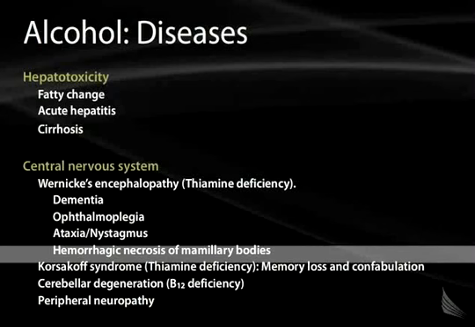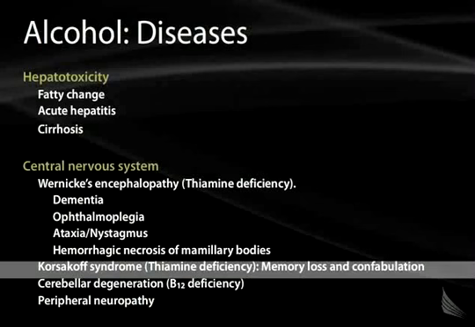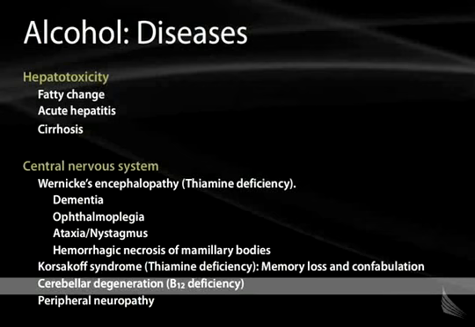Korsakoff syndrome is also due to the thiamine deficiency. Unlike Wernicke's, however, it cannot be reversed. It is a form of memory loss and confabulation. You will also see cerebellar degeneration due to the vitamin B12 deficiency that often accompanies alcohol abuse, with atrophy of the vermis. Patients who abuse alcohol can also develop a peripheral neuropathy.